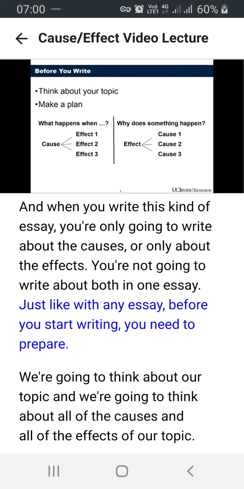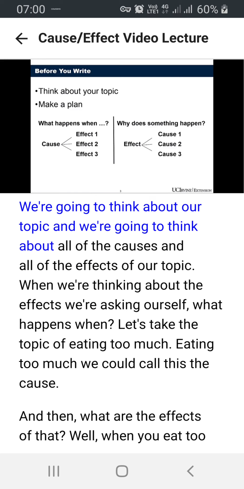Just like with any essay, before you start writing, you need to prepare. We're going to think about our topic, and we're going to think about all of the causes and all of the effects of our topic. When we're thinking about the effects, we're asking ourselves, what happens when?